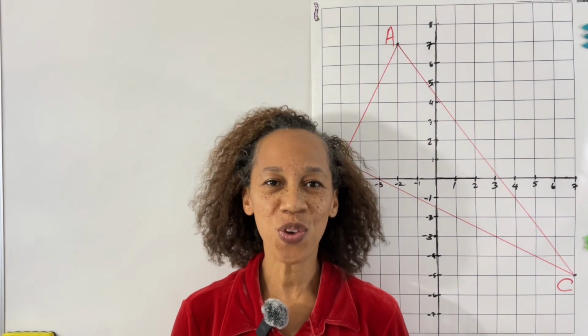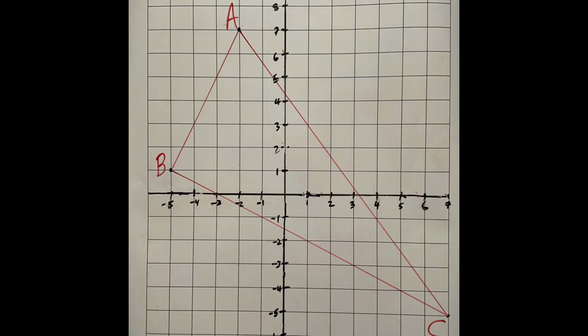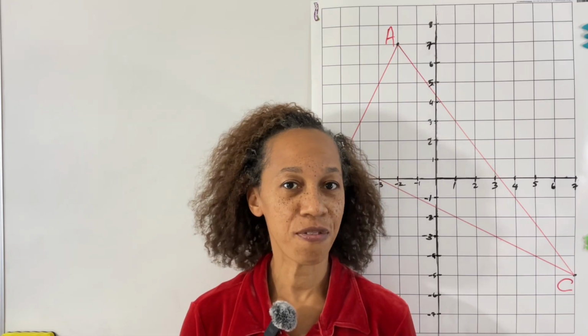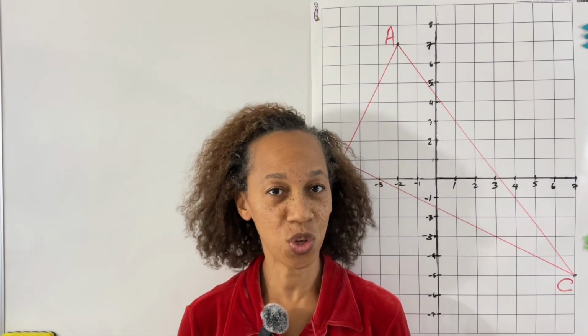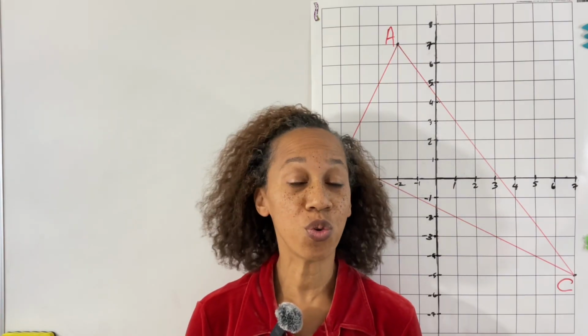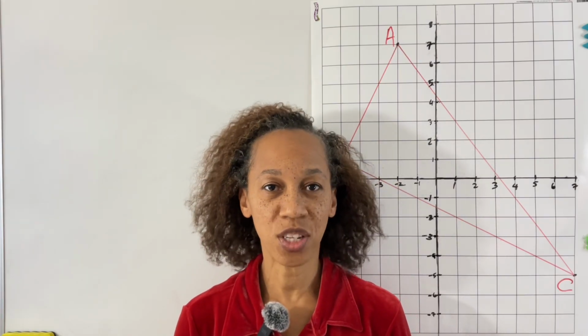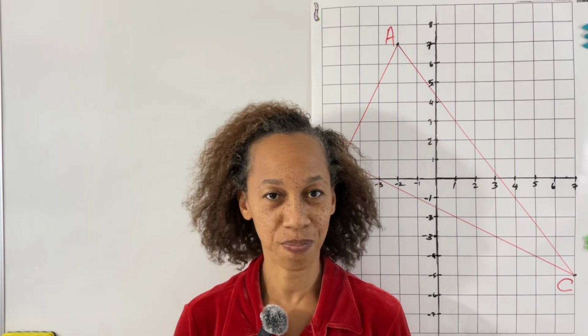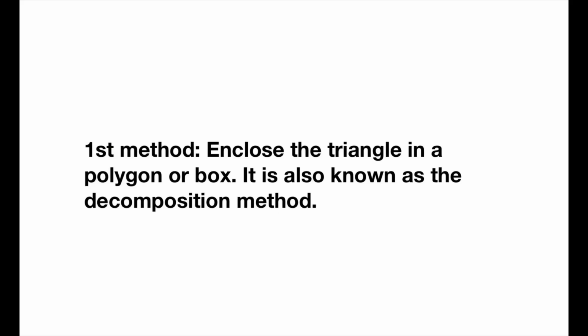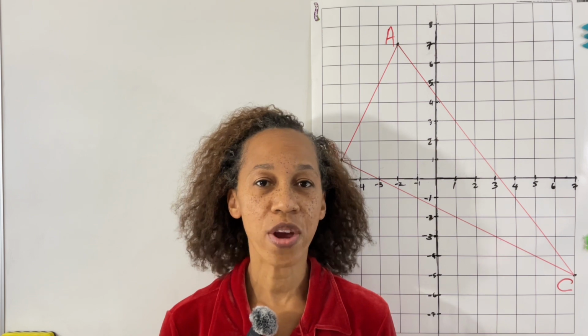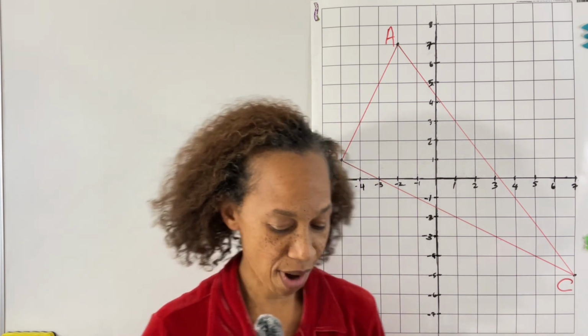Today I'm going to show you how to find the area of a triangle when it is graphed on a set of axes, and none of the lengths of the sides of the triangle is given to you. So I'm going to show you 4 ways that you can achieve the area of this triangle. The first method is that we are going to enclose this triangle into another polygon, and that polygon could either be a square or it could be a rectangle. So let's get right into it.